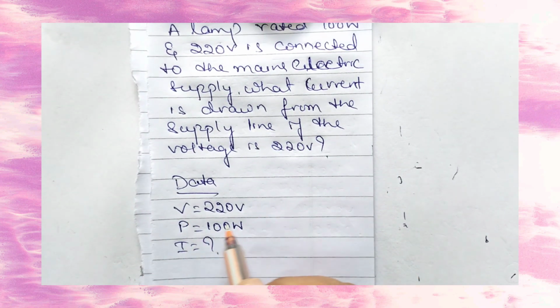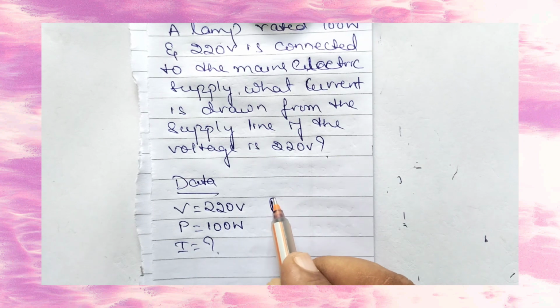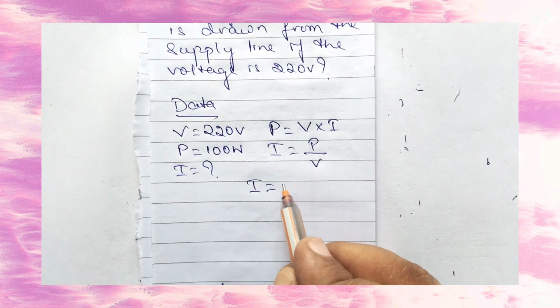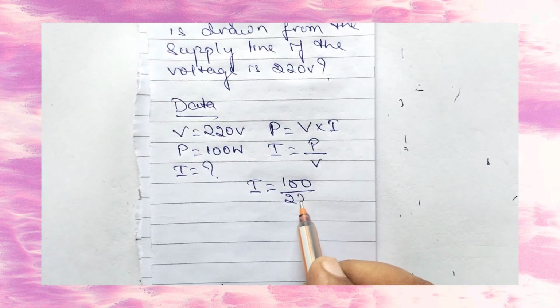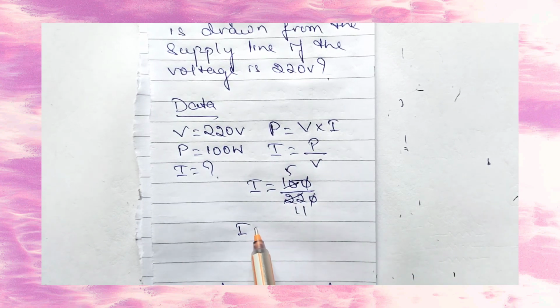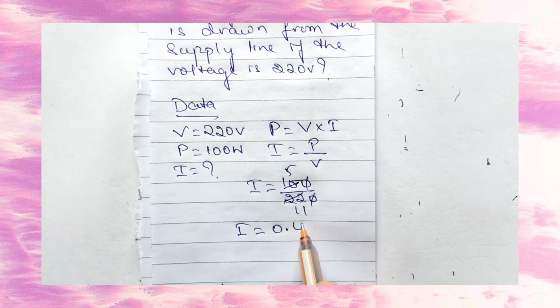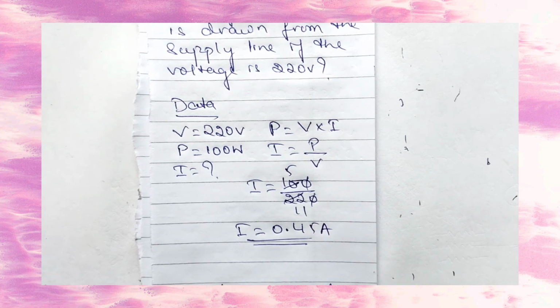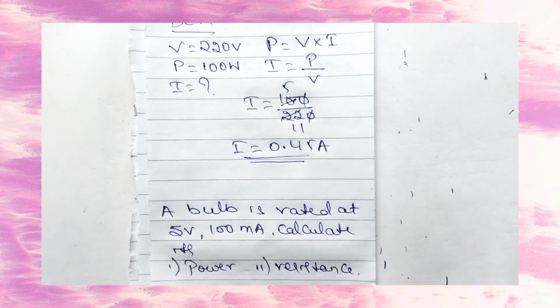So according to the relation for these three, P is equal to V into I. So we want I is equal to P by V. So I is equal to, what is the power they have given? 100 divided by 220. So 0 gets cancelled, 2 5s are 10, 2 11s are 22. So I is equal to 5 divided by 11, it will be equal to 0.45 ampere. So 0.45 ampere of current is drawn from the supply. So like this we have to calculate the current.